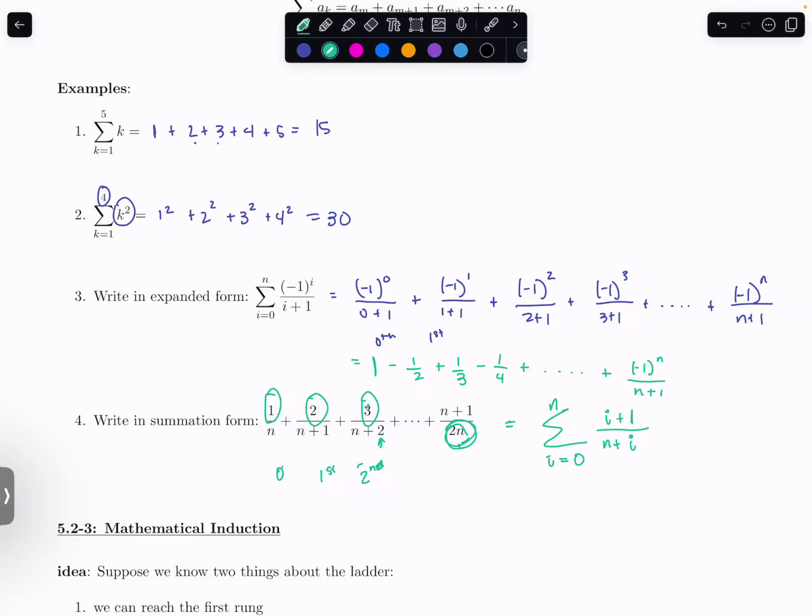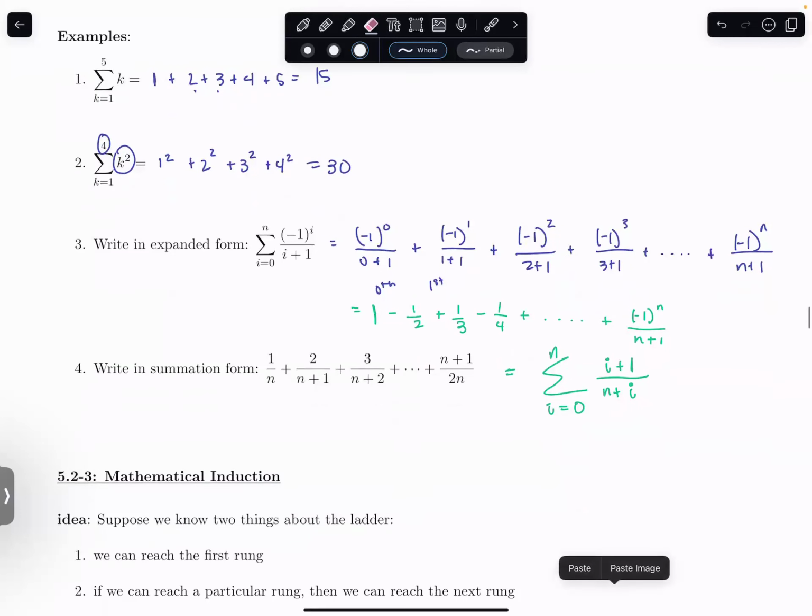And then test it, obviously. So the 0th thing, I would have 0 plus 1 over 0 plus n. Okay, that's 1 over n, that's good. And then when i is 1, I have 1 plus 1 over n plus 1. Okay, that's 2 over n plus 1, that's good. When i is 2, I'm looking at 2 plus 1 over 2 plus n. Okay, so this works to give me each of these things in the summation notation. So that is that.